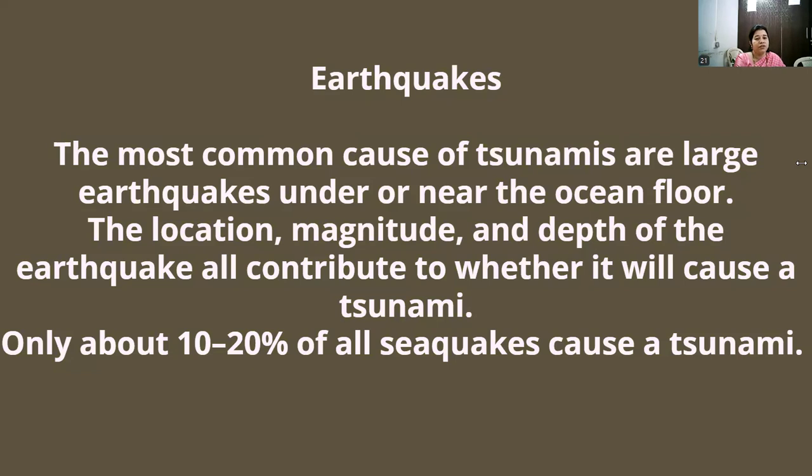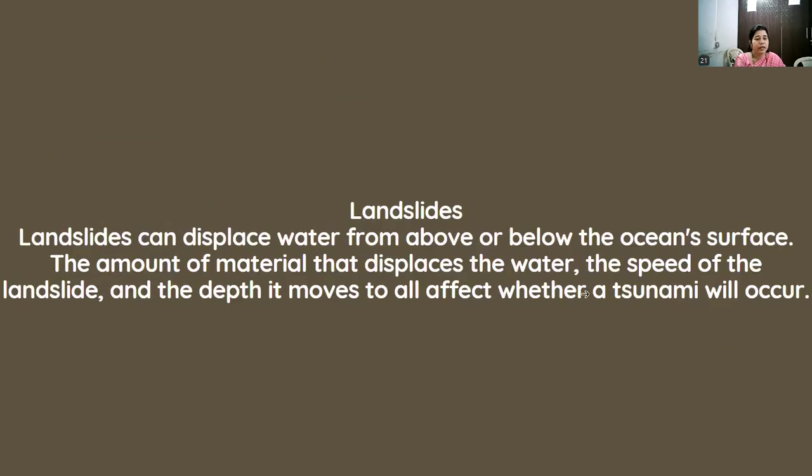The most common causes of tsunamis are large earthquakes under or near the ocean floor. The location, the magnitude, and the depth of the earthquake all contribute to whether it will cause a tsunami. That means we actually don't know exactly what causes it. Only about 10 to 20% of all earthquakes cause a tsunami. Landslide is also one of the important natural disasters, most of the time during the rainy seasons. These landslides can displace water from above or below the ocean surface. The amount of material that displaces the water, the speed of the landslide, and the depth it moves to all affect whether a tsunami will occur.